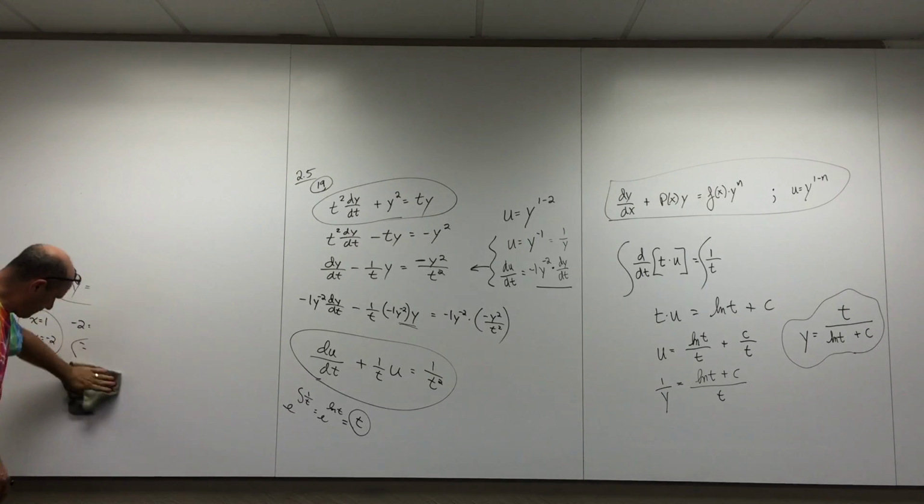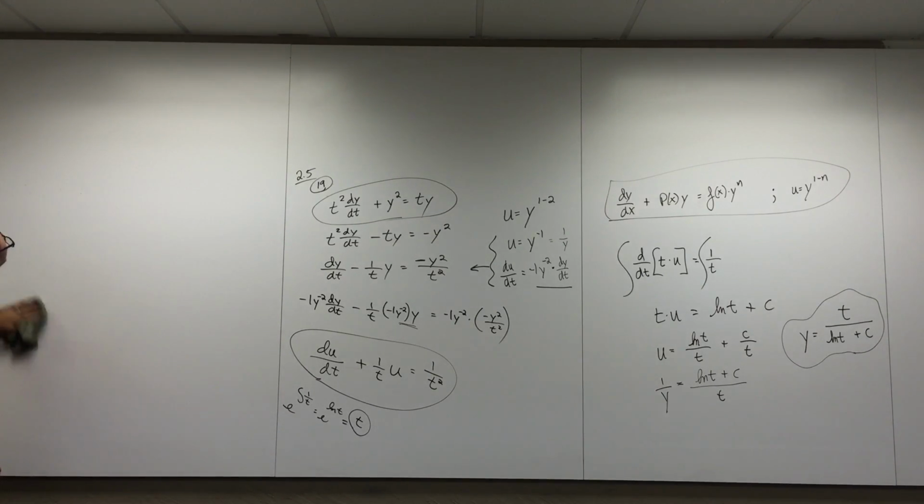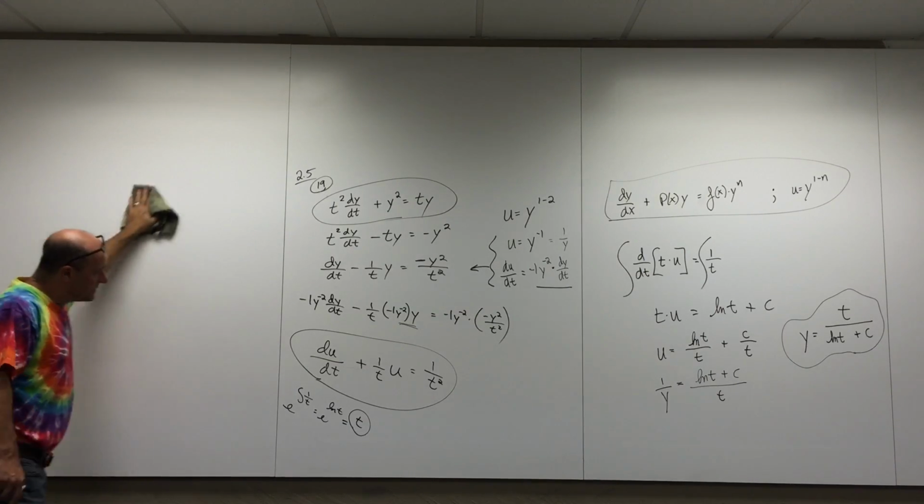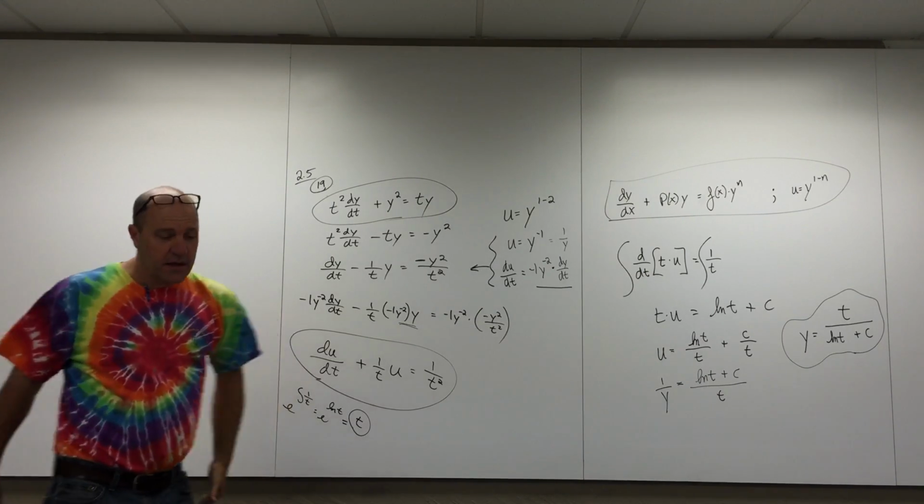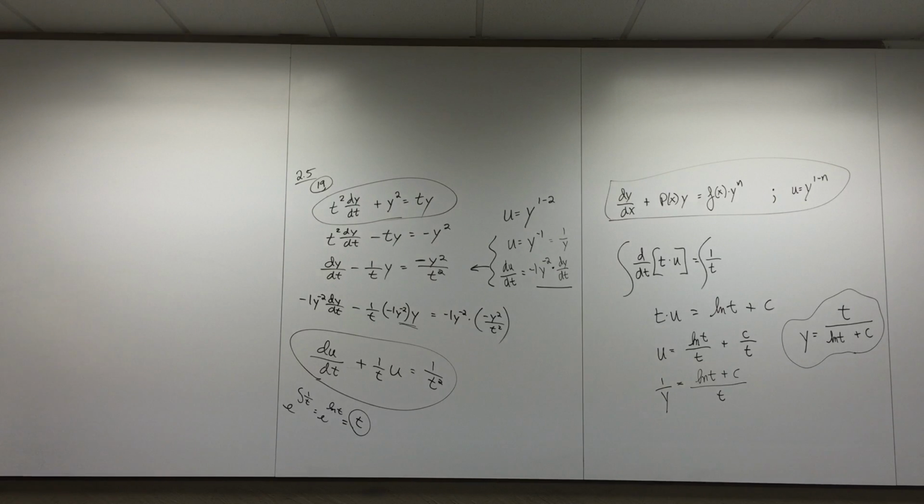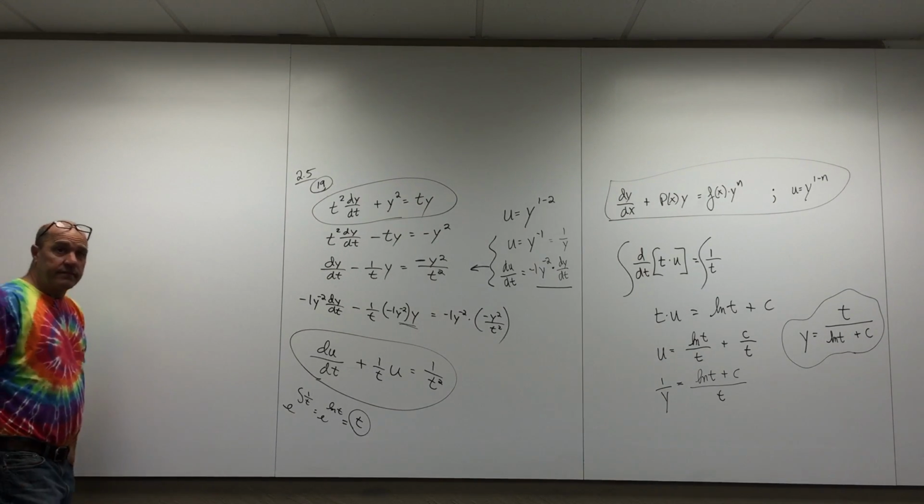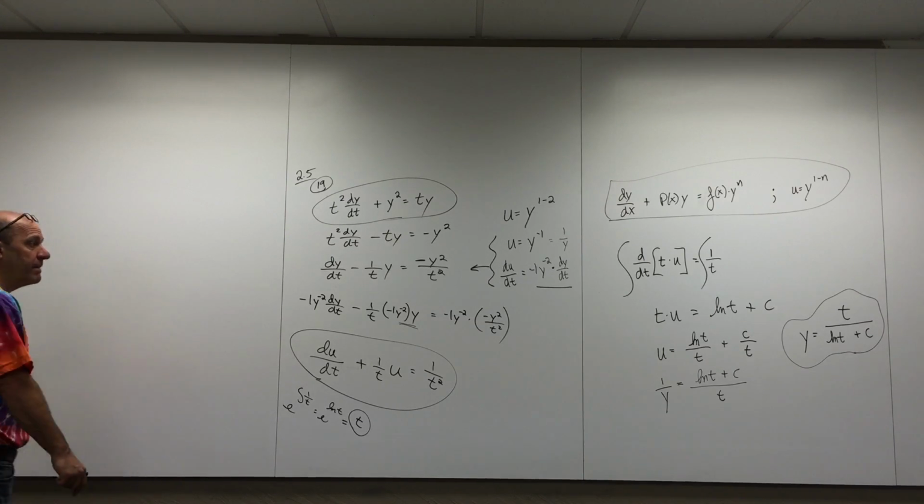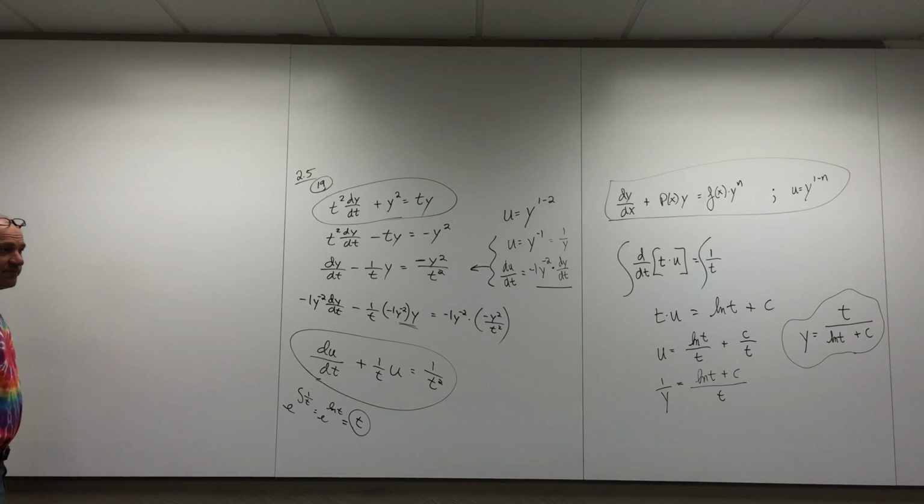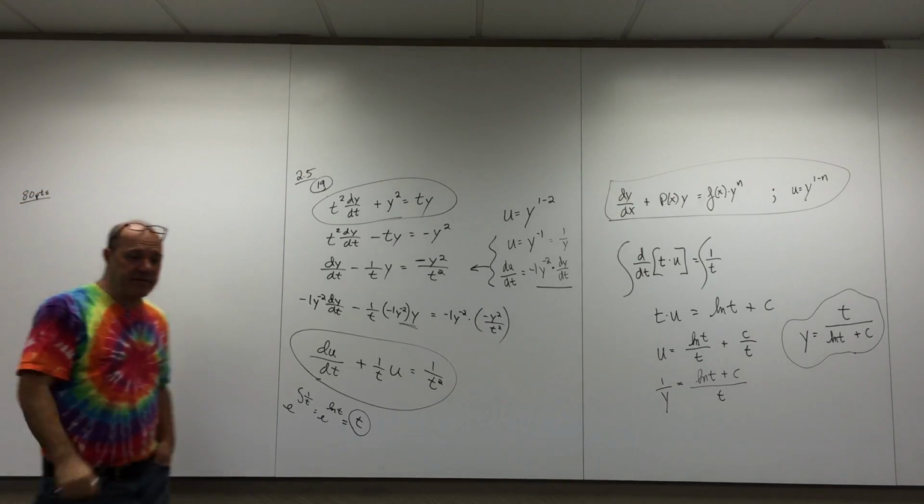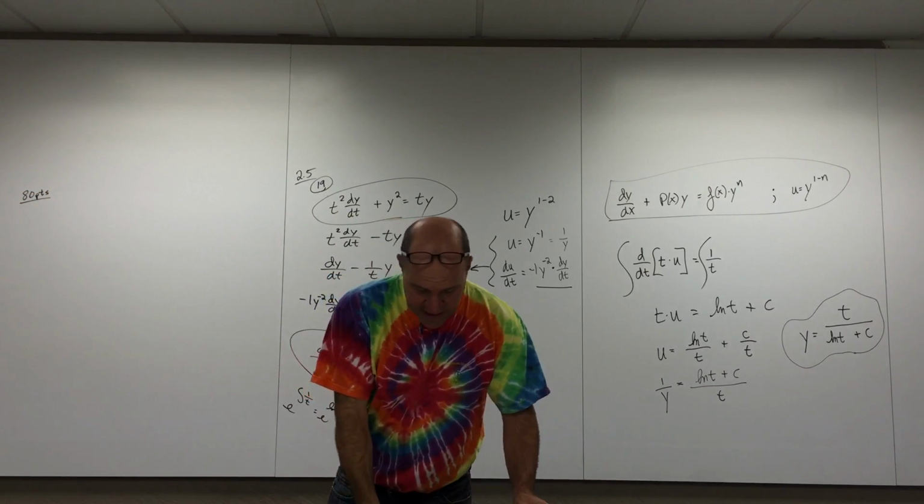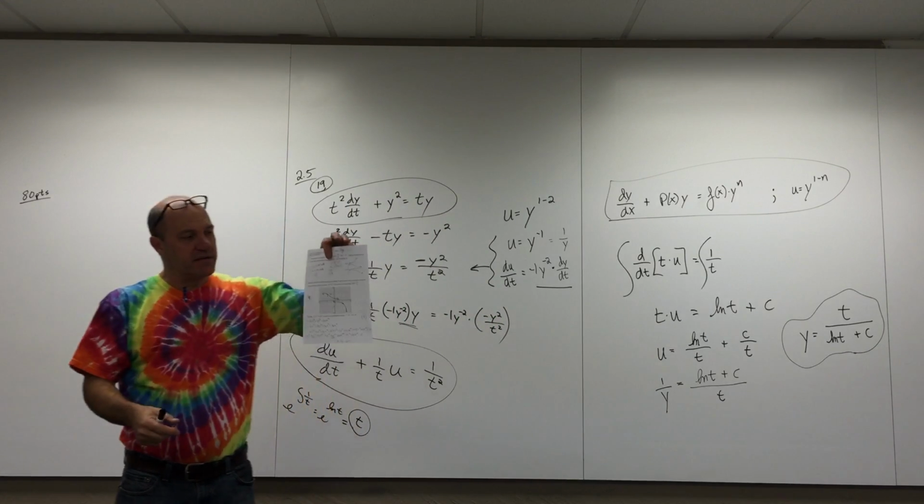You know, we're finished. We solved the DE, except we should get back to y's. This is actually u. If I want to get back to y's, u is actually y to the negative 1, or a 1 over y. So that's what this u is. It's a 1 over y, and it equals, you know, I'm going to write this differently. I'm going to write this as the ln of t plus c all over t, because it does have a common denominator there.